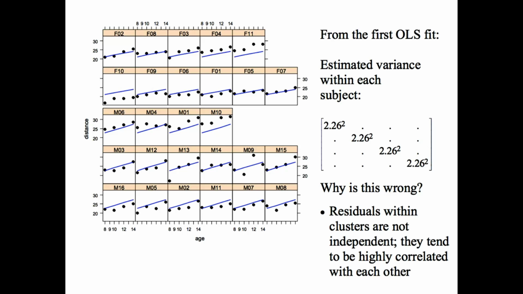And in particular, you can see this is the variance covariance matrix here, and you can see that the variance is just the same over every time point, and there is no covariance because it's pooling over every time point. It's not even looking at the covariance between multiple time points. And so obviously this is very wrong, right? Because we know that the residuals in the clusters within participants in longitudinal data are not independent, so they tend to be highly correlated with each other.